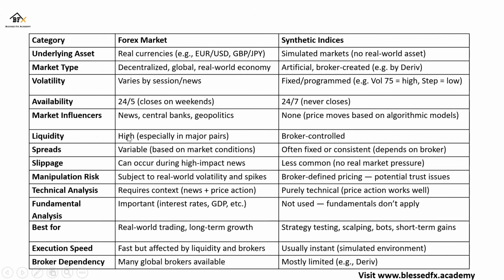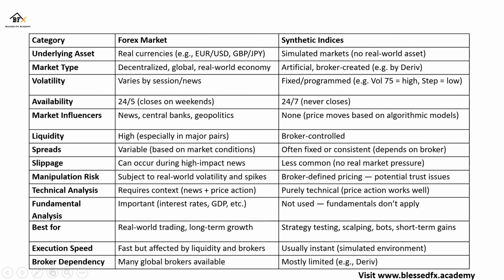So this one is not controlled by anybody. Lots of traders come in, institutions. This one is usually controlled by the broker. The spreads are variable. This one is often fixed or consistent, right? So the slippage can occur during high impact news. However, if you have a good broker like the ones I usually recommend, you will not notice it. In synthetic indices, you barely notice slippage.